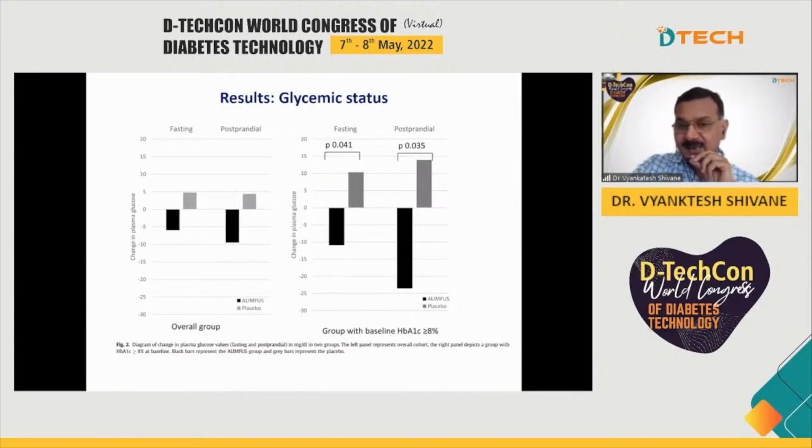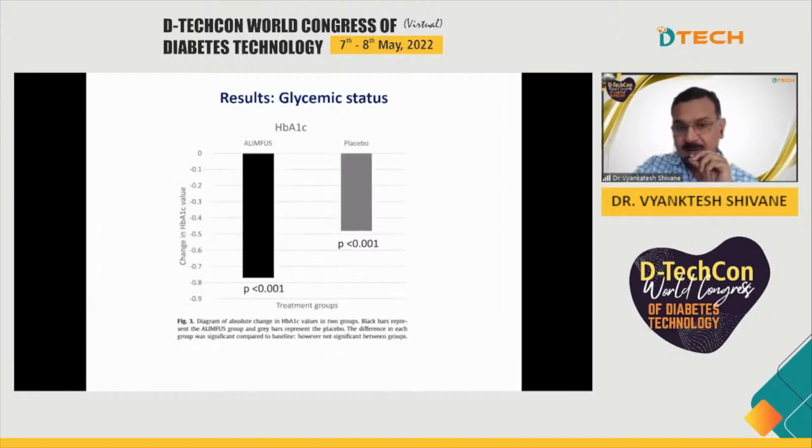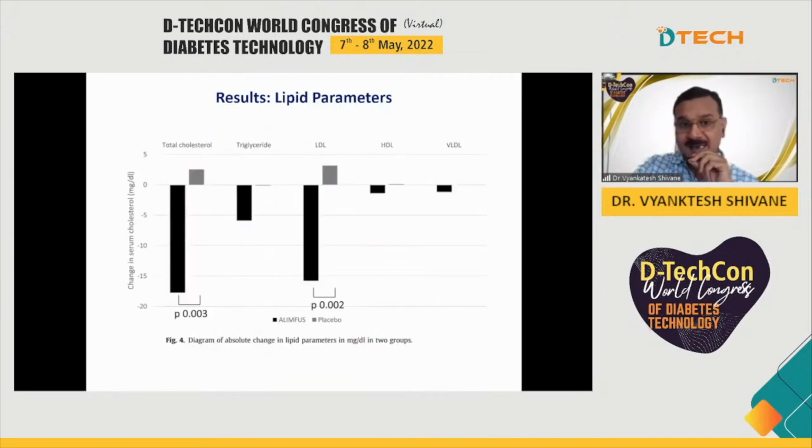When we sub-analyzed these patients by categorizing them with an HbA1c of more than 8, we got a statistically significant reduction in fasting as well as post-lunch blood sugar. What we noticed at the end of the study was that the HbA1c in the ALIMFUS group was reduced by 0.77% compared to closer to 0.47% in the placebo group, albeit the intergroup difference was not statistically significant.